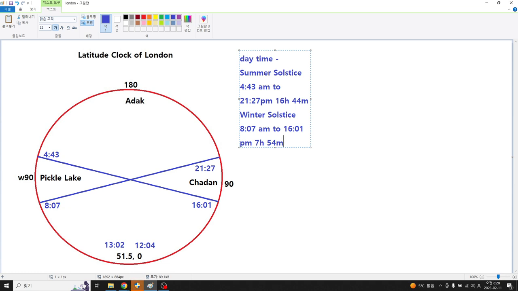So we have about an 8 hours 50 minute difference of daytime from summer solstice to winter solstice.